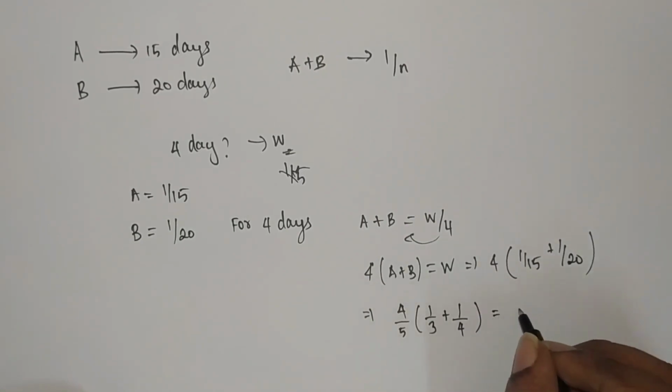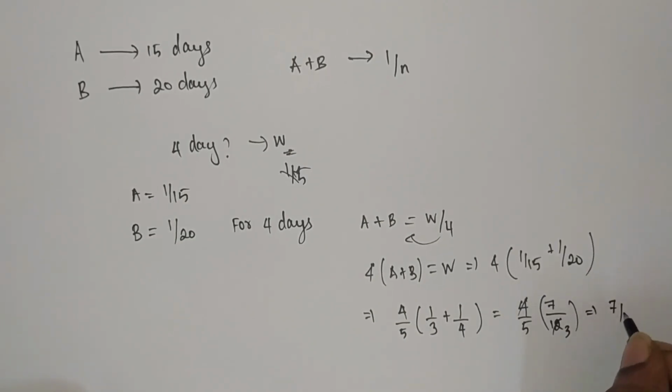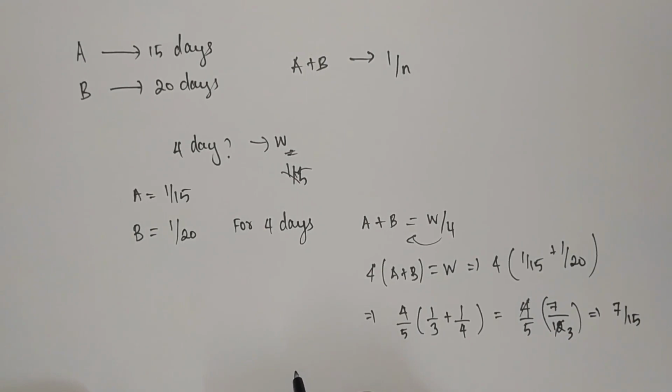And so let's solve it. 4 by 5 into 4 plus 3 by 12, which is 7 by 12. Cancelling 4 and 12 means 3, which gives 7 by 15. So the work completed in 4 days is 7 by 15.